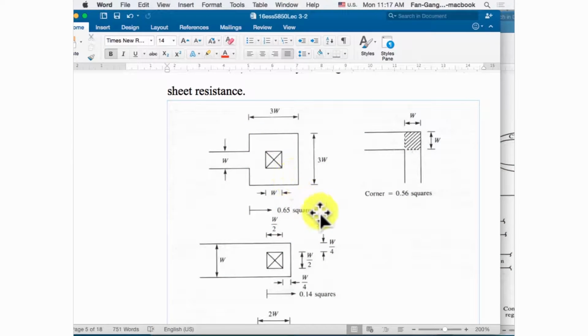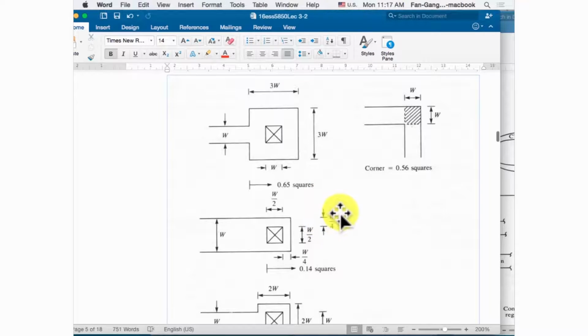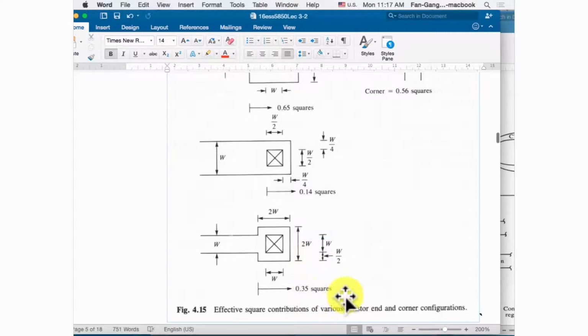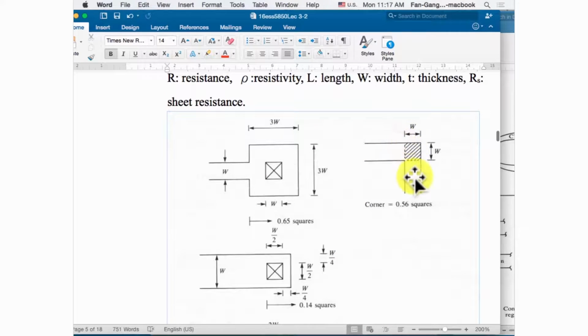Just keep in mind. So for example, this kind of connection, you have a 0.65 square. It's not a 1 square, it's smaller. And this one has an even smaller, 0.14. And this one's between, 0.35 square. Okay, and the corner usually gives you similar results because you have a shorter current path here, giving you shorter resistance. So you get the smaller sheet resistance for this part, okay? Just give some explanation.